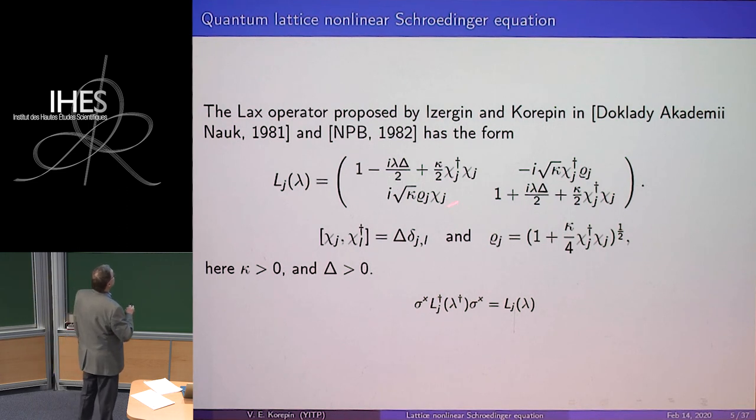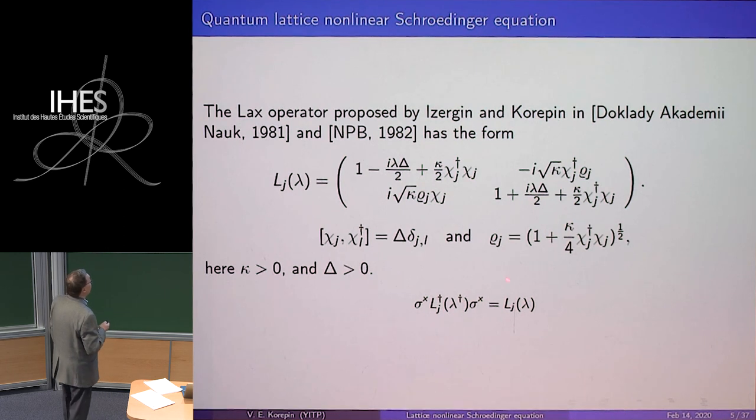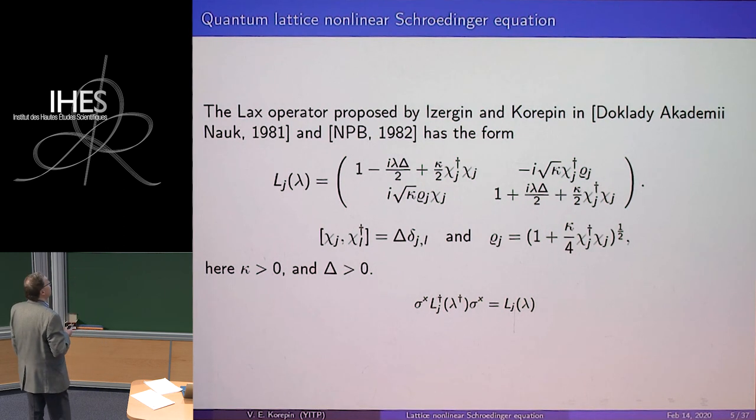It has an involution. So sigma x is the off-diagonal matrix with identities on the off diagonal, and then this dagger is a conjugation of quantum operators, and lambda, later I will argue that lambda can be kept real for the purposes of this lecture.